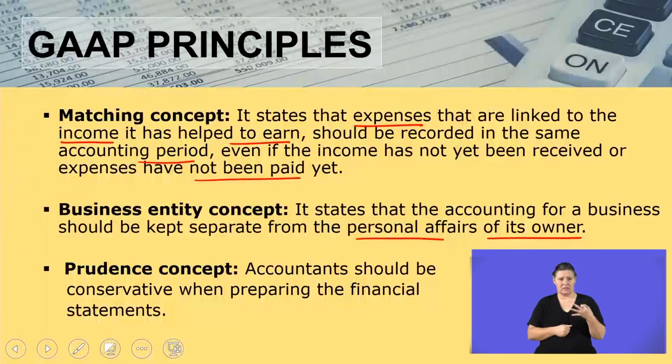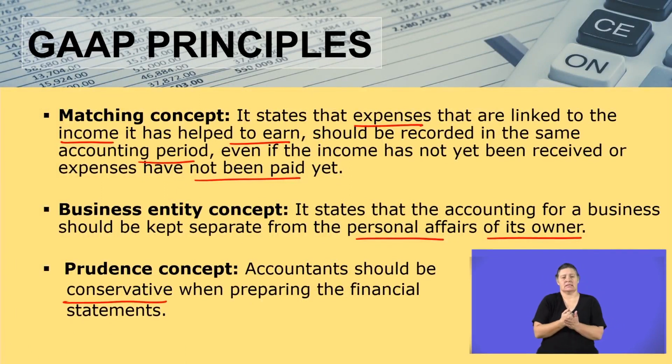The third one, the prudence concept. It states that accountants should be conservative. The word conservative is very important in defining the prudence concept. Accountants should be conservative when preparing the financial statements. It simply means when accountants are preparing financial statements, they must not be recording too much income. They must not be anticipating very high profits, but they must be conservative. That is the prudence concept. I also have activities that I'm going to do with you in line with the prudence concept.